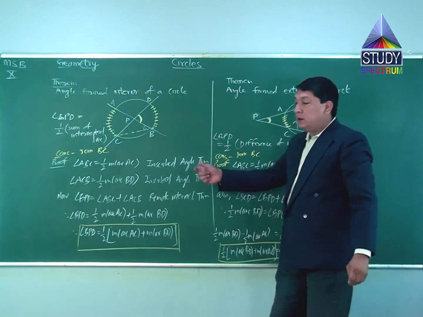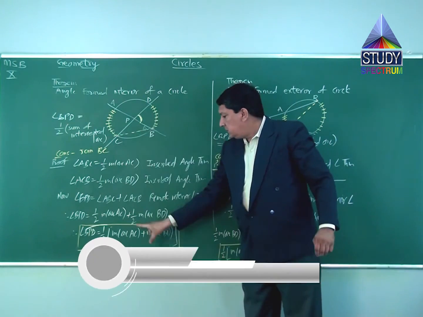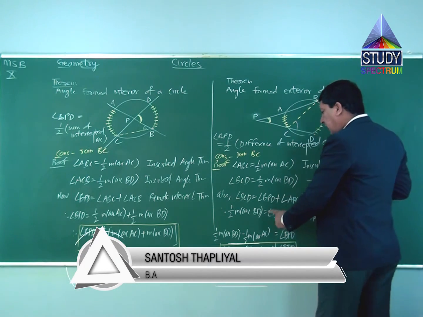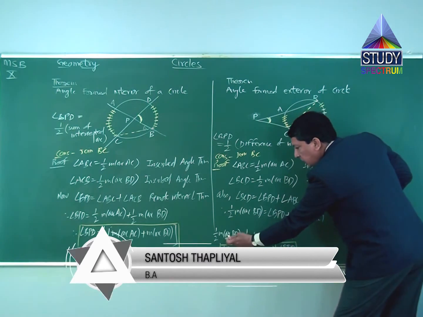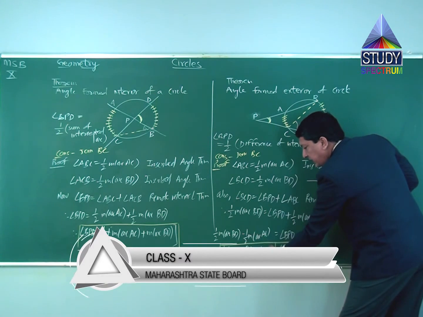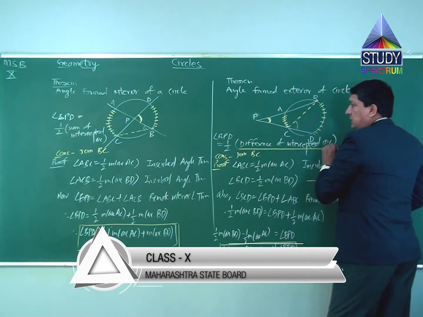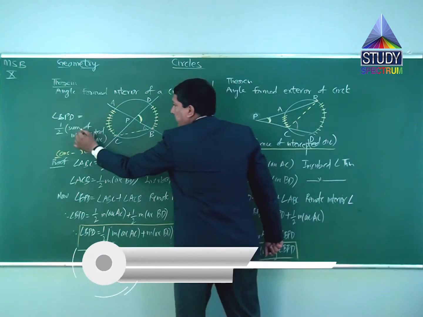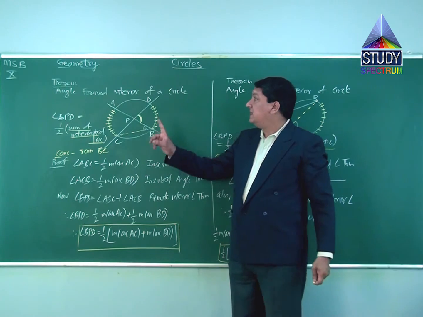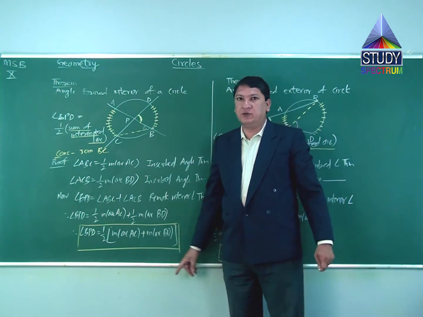So when the angle is formed inside, the answer is half the sum of the intercepted arcs. When the angle is formed outside, the answer is half the difference of the intercepted arcs. So half the measure of arc BD minus half the measure of arc AC. This is a minus sign. So in this case it is a difference, in this case it is a sum. These are properties based on the inscribed angle theorem, because you can make out that in both cases we have applied the inscribed angle theorem.